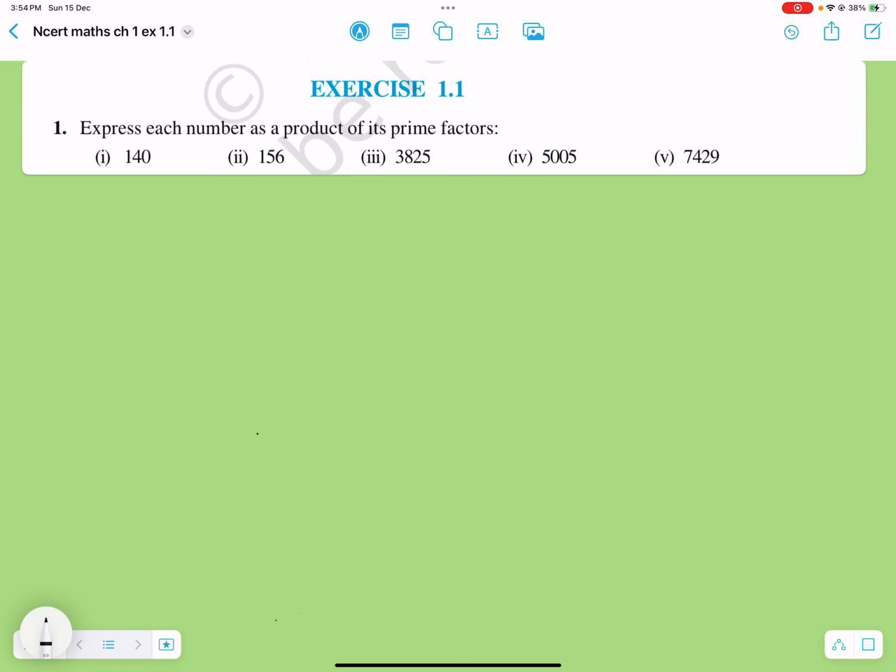So today we're going to talk about the applications of the theorems we have already discussed. The application would be, today we'll try to solve the questions. We'll attempt exercise 1.1. And the first question is, express each number as a product of its prime factors. So we'll take the first number, that is 140. And because it says as a product of its prime factors, the first prime factor could be 2.